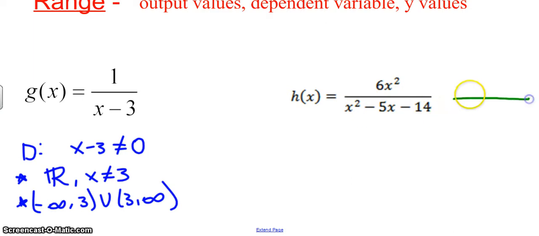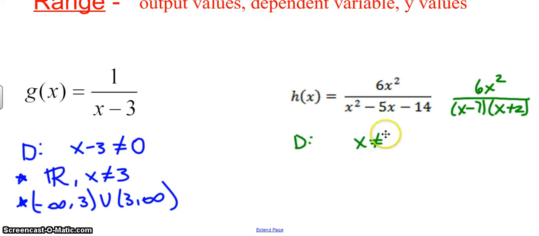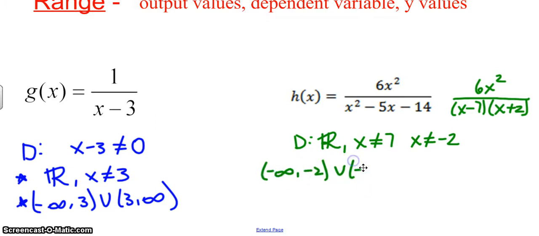So our first goal is going to be to figure out what is making us divide by 0 here. And if I start to factor this, simplify it just like I did on the previous examples, nothing's going to cancel out, and we have problem spots when x is equal to 7 and x is equal to negative 2. So our domain is going to be all real numbers with x not equal to 7 and x not equal to negative 2. If you want to write that in interval notation, it would look like that.